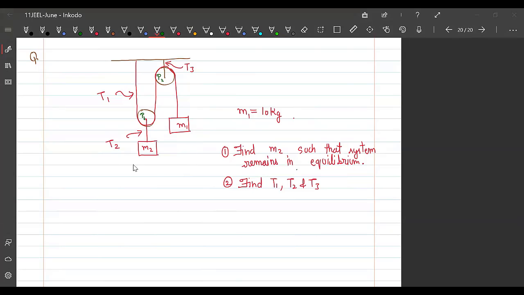Anyone got the value of M2? What's the value of M2? Aditi, did you get the answer? No, sir.